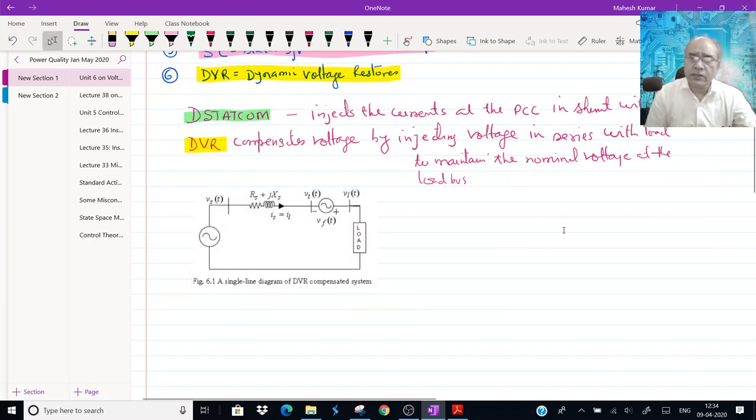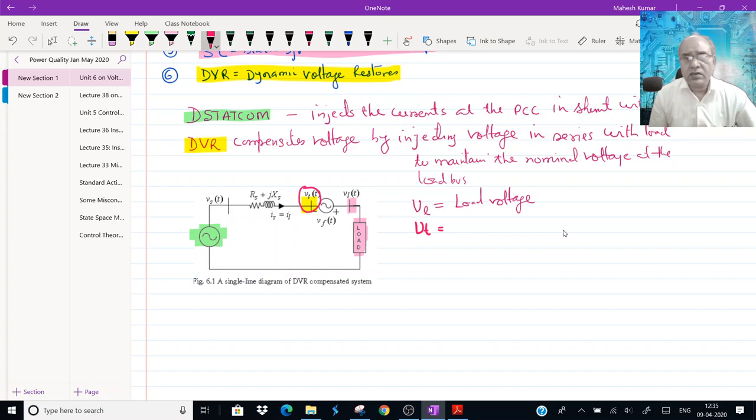You can see here, the same concept: this is the voltage source, which is supplying a load connected at the load side. This is the load bus and the voltage is called VL, so VL represents the load voltage. Correct? And there is a terminal bus here, VT, so VT denotes the terminal voltage. And there is another bus voltage, VS, which denotes the source voltage.